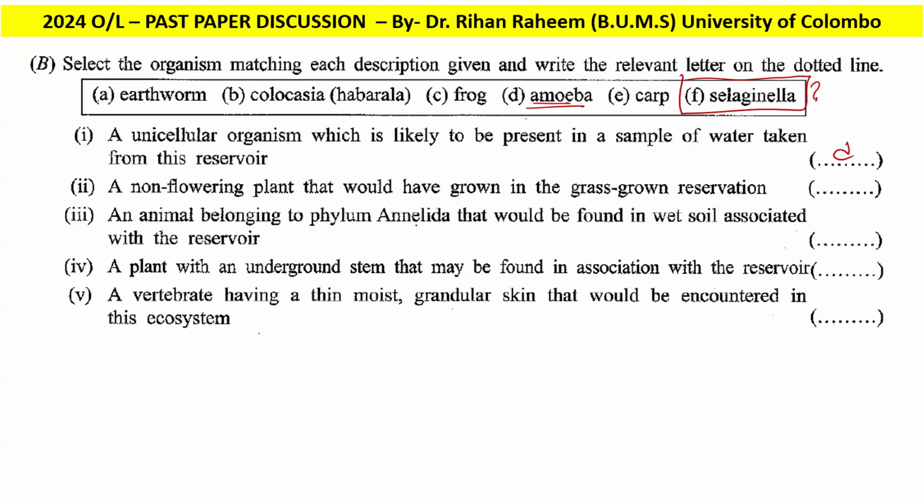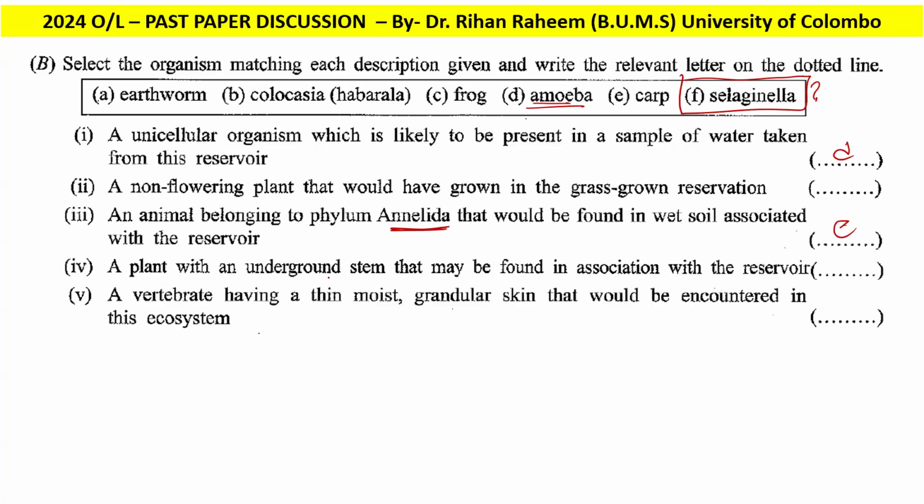An animal belonging to the phylum Annelida. Internal, external segmentation should be there. That would be found in the wet soil. What is the Annelida which is found in the soil? Best example is earthworm. What is the Annelida found in fresh water? Best example is leech. What is the Annelida found in marine water? Nereis. So here E is the best answer.